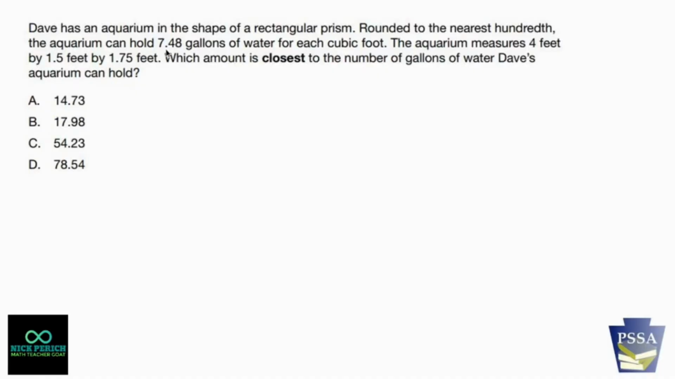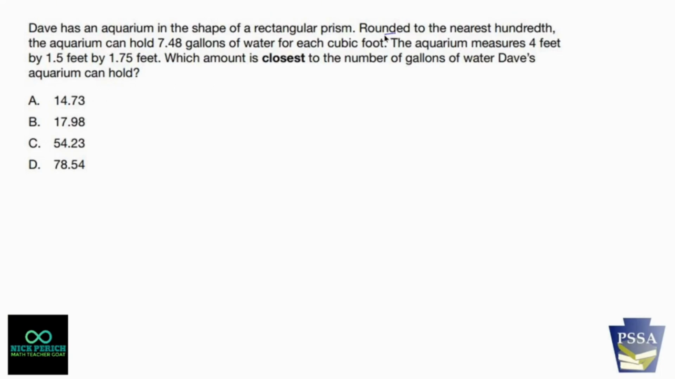Dave has an aquarium in the shape of a rectangular prism. Rounded to the nearest hundredth, the aquarium can hold 7.48 gallons of water for each cubic foot. The aquarium measures 4 feet by 1.5 feet by 1.75 feet. Which amount is closest to the number of gallons of water Dave's aquarium can hold?